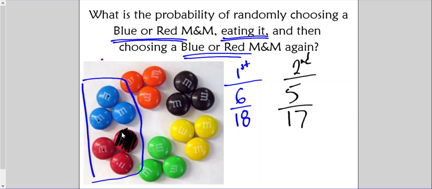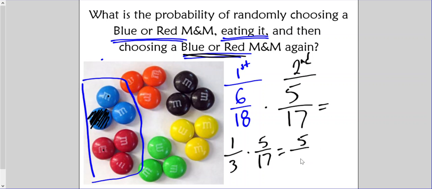You could see that even if I pretended it was a blue, it doesn't really change anything. Thinking about blue or red, I still have 1, 2, 3, 4, 5 out of, I had 18, I ate one of them, now I have 17. It's still 5 out of 17. Actually, before multiplying, let's simplify this. That's 1/3 times 5 out of 17, which is 5 out of 51.